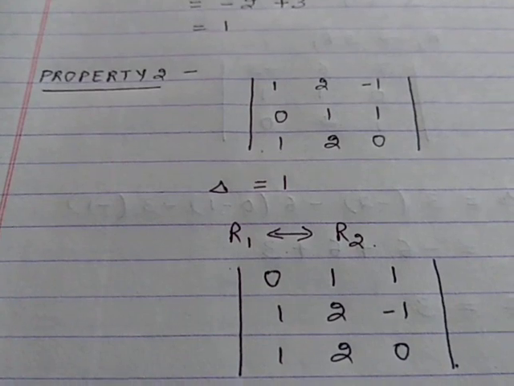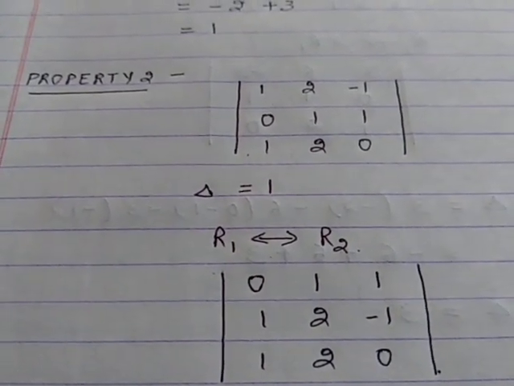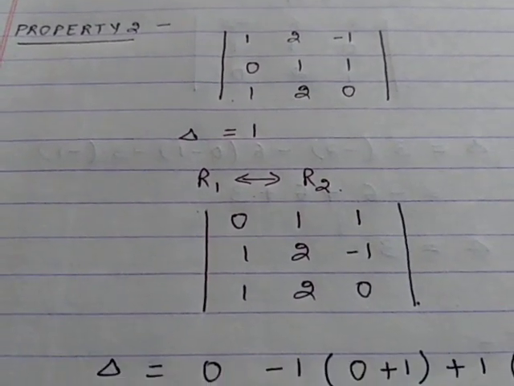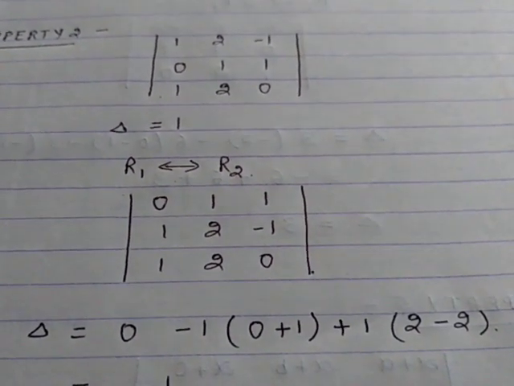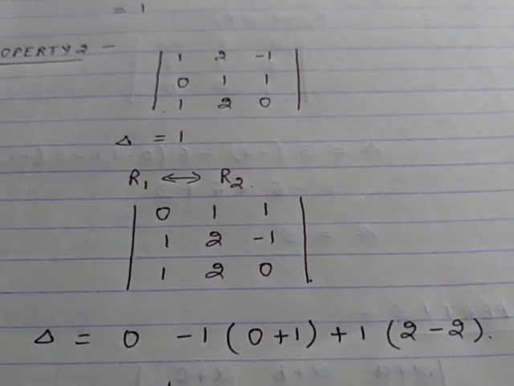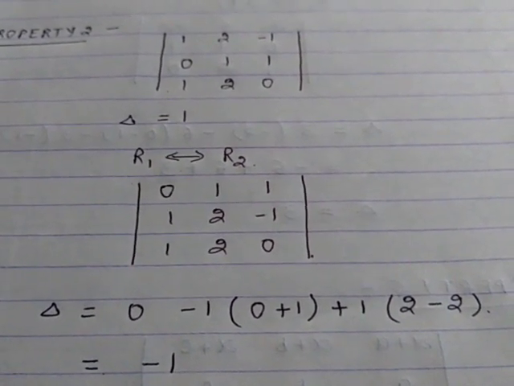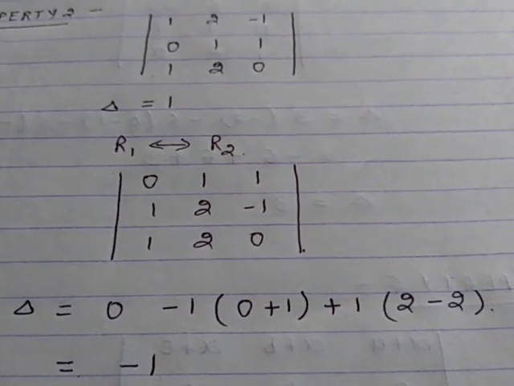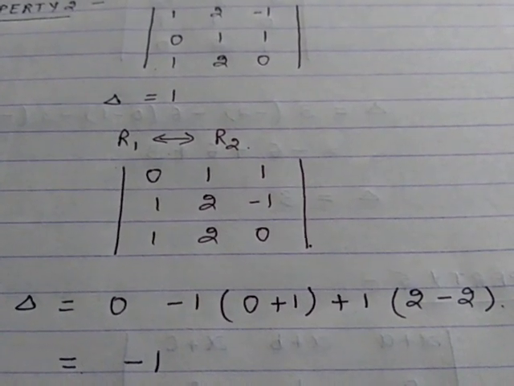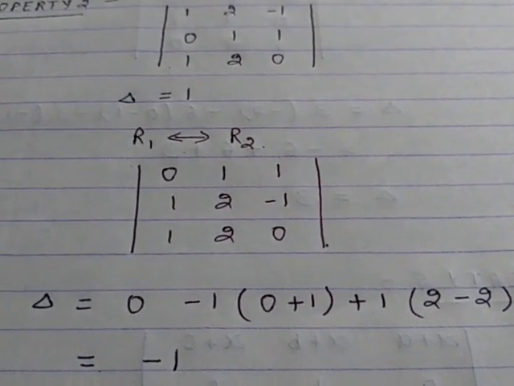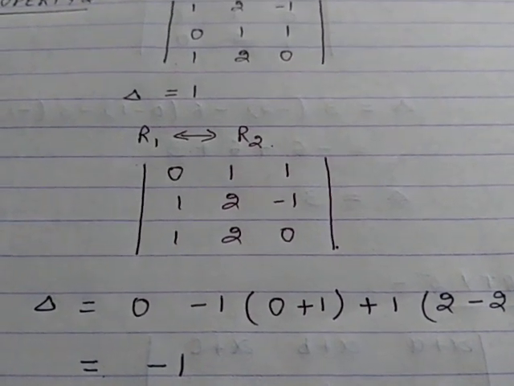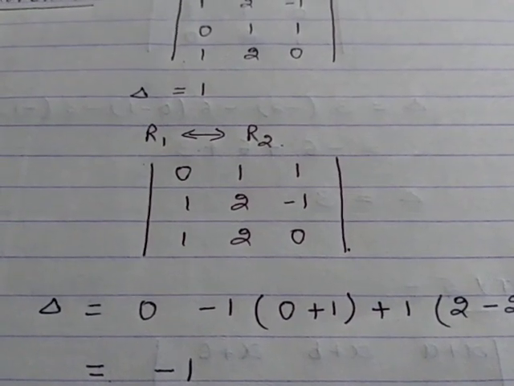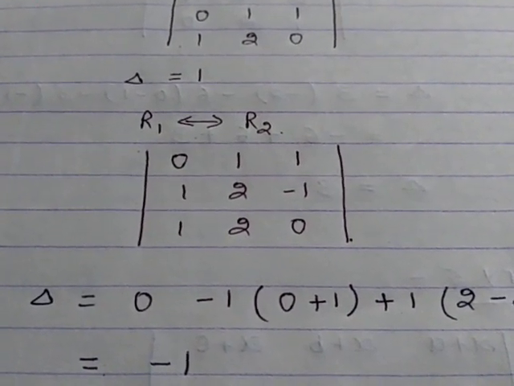Now you can see row 1 and row 2 interchanged. Again, if we expand it, then you can see its value is -1, which satisfies property number 2. Before applying the property, its value was 1, and after applying the property, its value is -1. So the sign is changed.